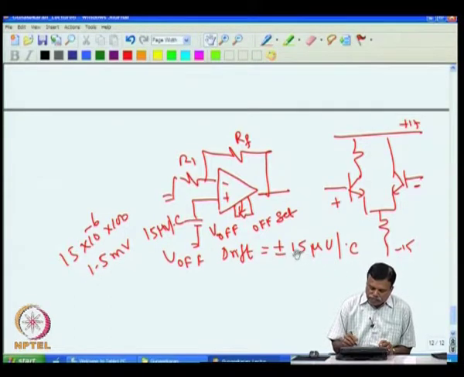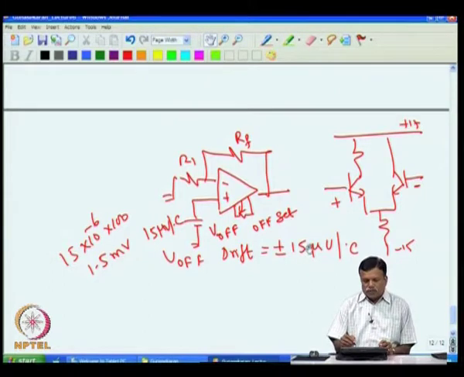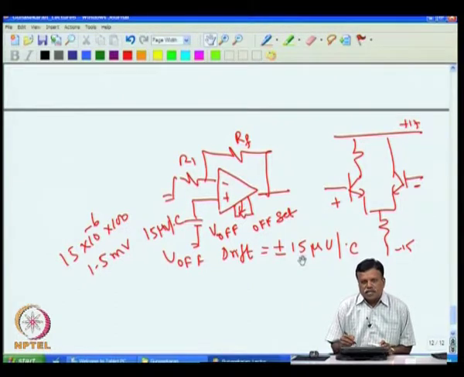So the exact value for a given op amp is not known. This is the biggest drawback in this. That is why we are struggling to compensate this offset voltage drift. There is no easy mechanism to solve this problem.